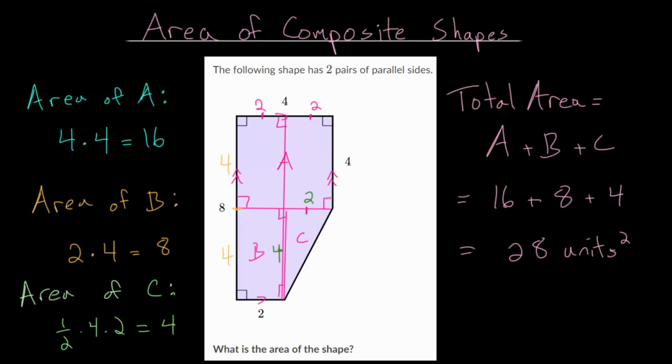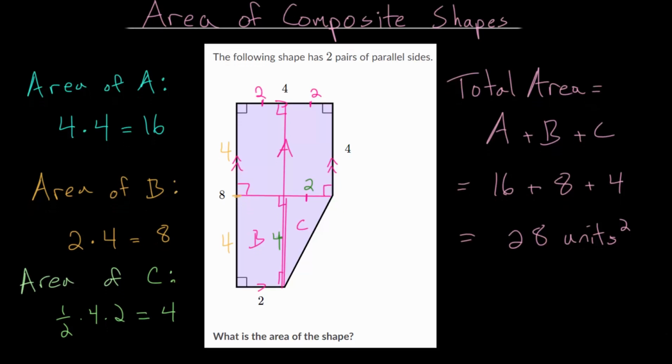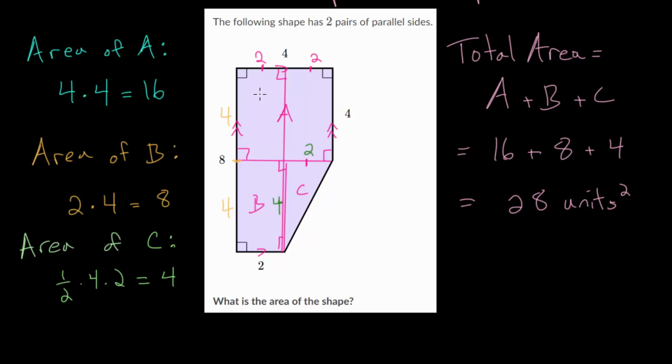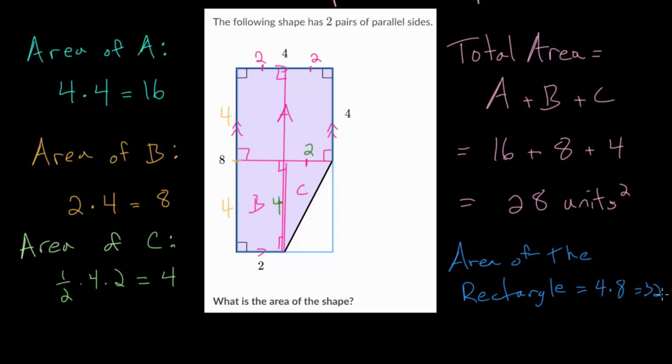Now, again, if we want to check this, we can use the other approach where we can notice that this is essentially a rectangle with a missing triangle. So let me draw in the rectangle here with the right tool. And we just need to find the area of the rectangle and subtract off the area of the triangle. So let's say we want the area of the outer rectangle. The area of the rectangle is just the width times the length. So our width is 4, our length is 8, so we get 4 times 8, which is 32.